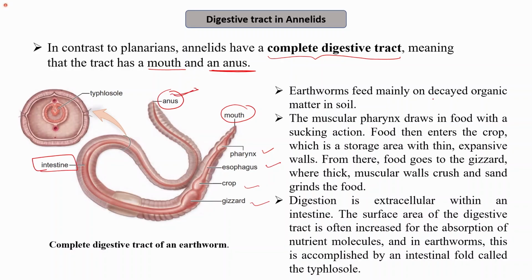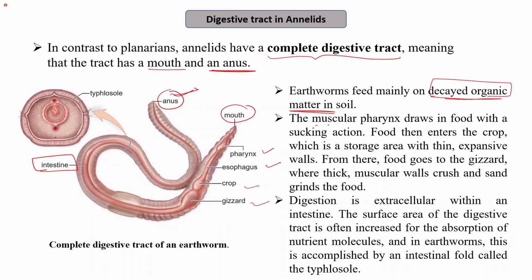Earthworms mainly feed, we know that it remains in the soil, and therefore it mainly feeds on the decayed organic matter which is present in the soil. So it is also known as the farmer's friend, right? Because it helps in maintaining the nutrient content of the soil by producing humus. So it feeds on the decayed organic matter present in the soil.